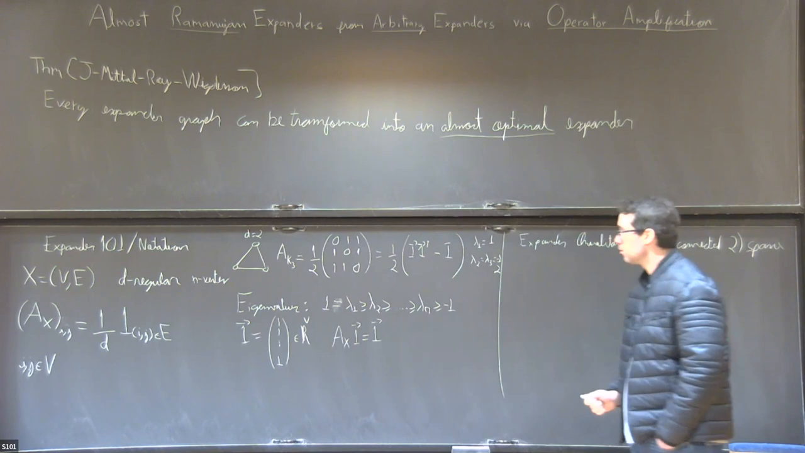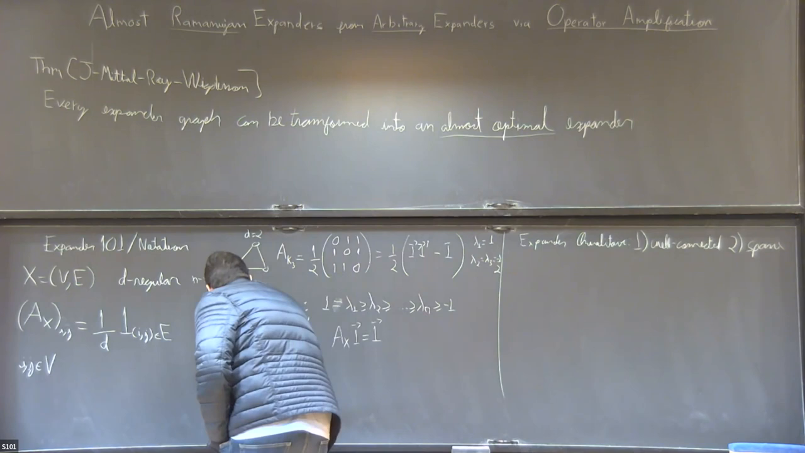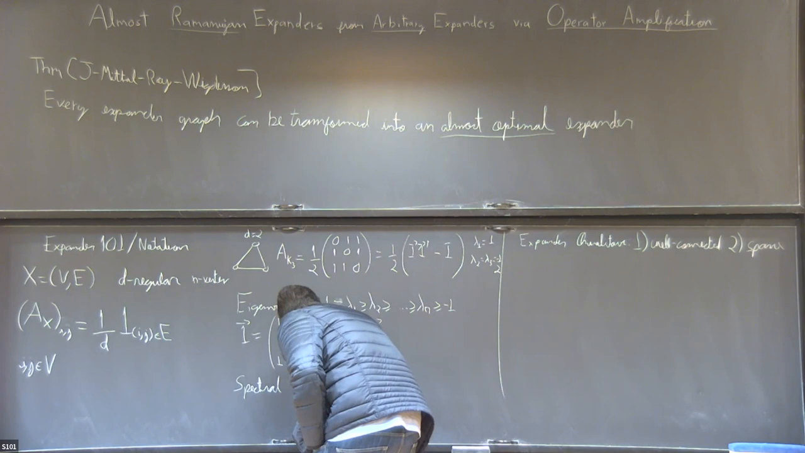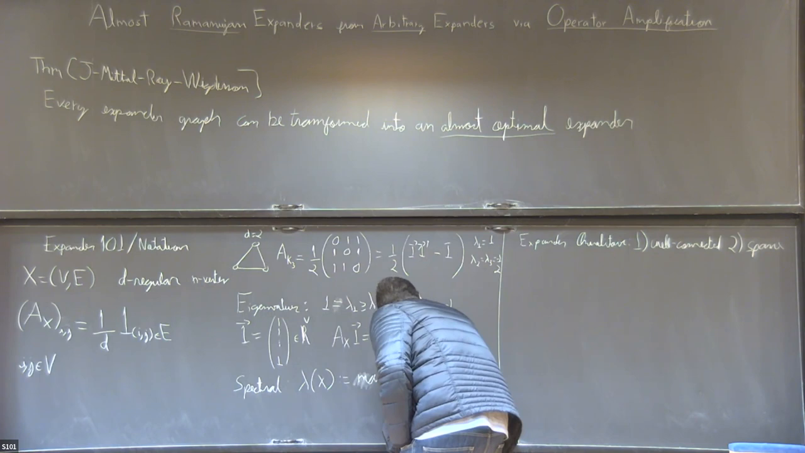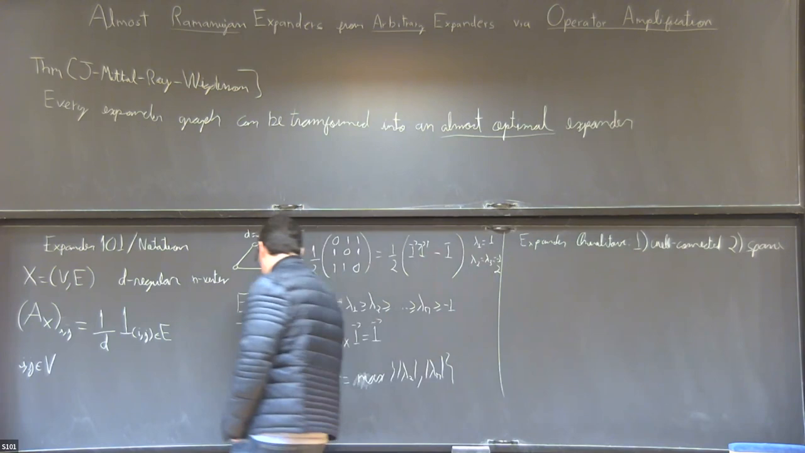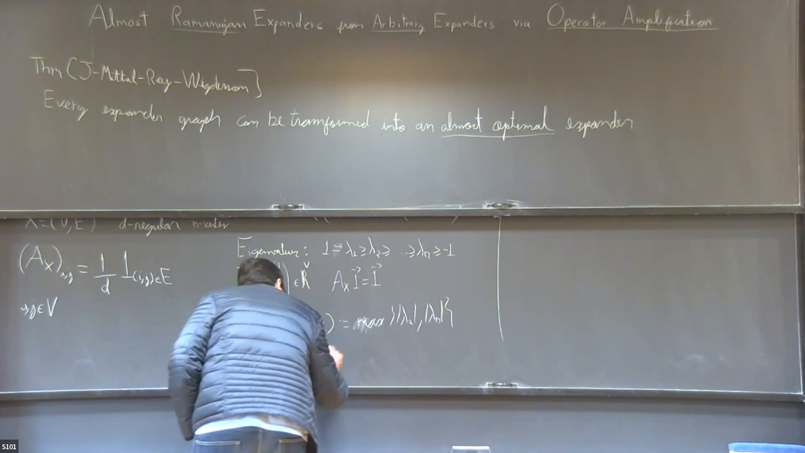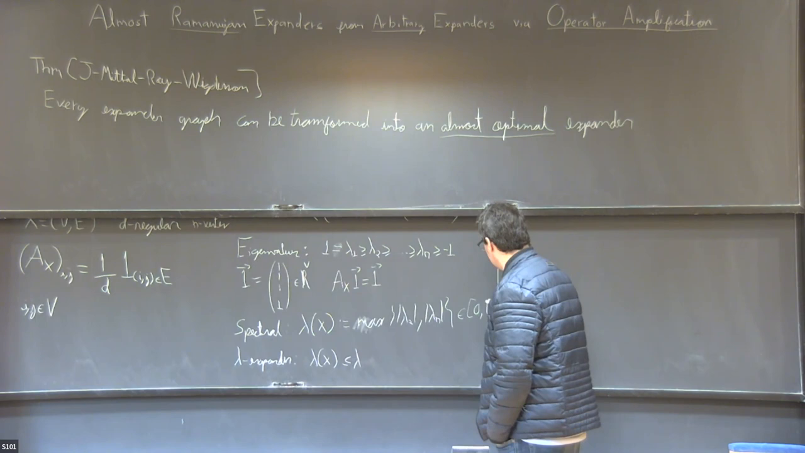And one way of quantifying the expansion is through the spectral route. We are going to consider things spectrally, and we can associate this parameter here. So this is the spectral expansion. This parameter, lambda, is going to be the maximum of the absolute value of the eigenvalues other than the first, so lambda two up to lambda n. So we will quantify by this the notion of spectral expansion. And we say that we have a lambda expander when the parameter is at most lambda. And notice, because of the normalization, it is going to be a number between zero and one.